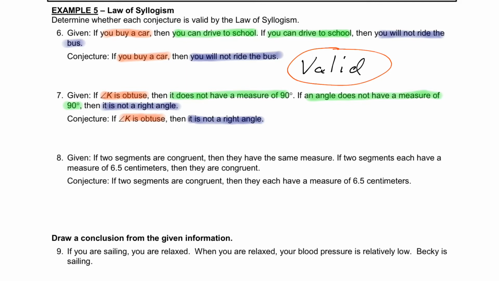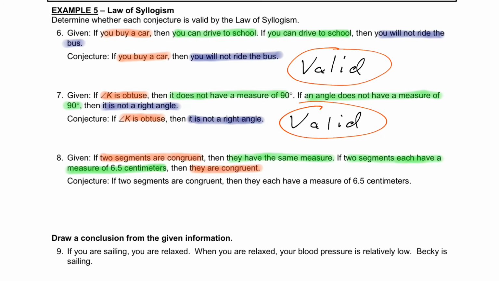If you want me to read it to you, it says if angle K is obtuse, then it does not have a measure of 90 degrees. The second statement says if an angle does not have a measure of 90 degrees, then it is not a right angle. The conclusion then, or the conjecture I should say, is if angle K is obtuse, then it is not a right angle. And that is a valid argument by the law of syllogism. So for number 7, we write that it is valid. And let's take a look at number 8. So I'm going to highlight this one for you.